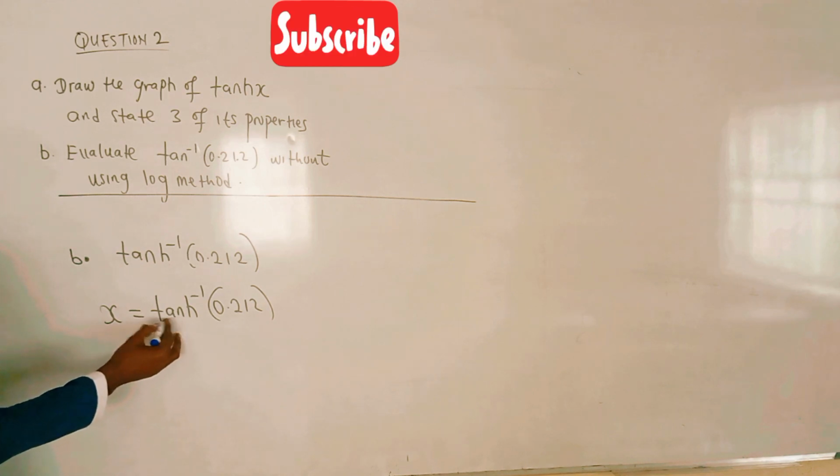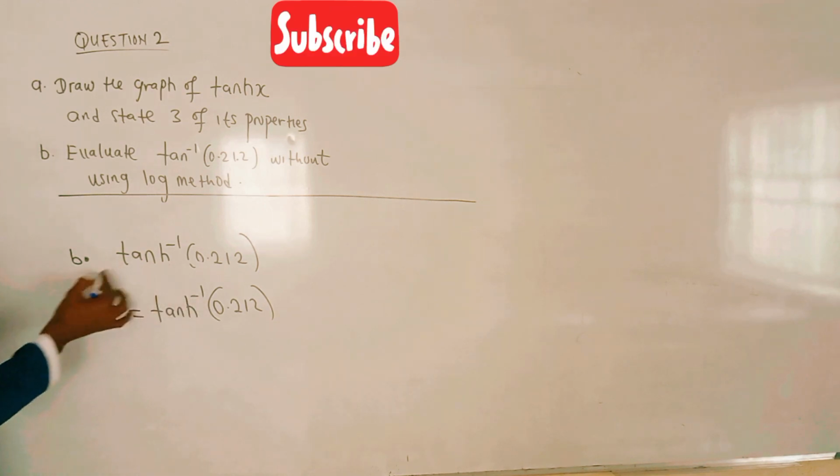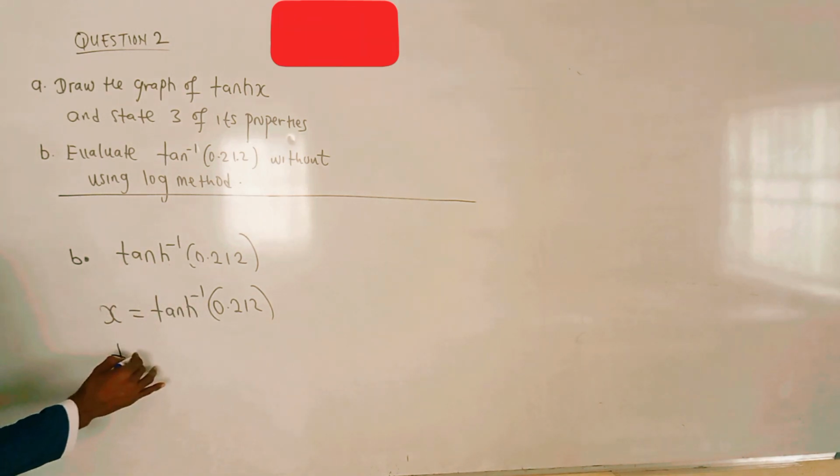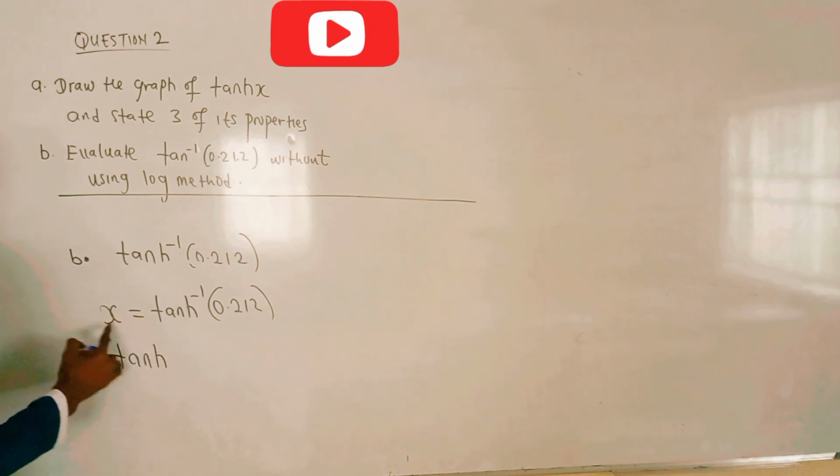Alright, so when we take tanh inverse to cross to this side, it is going to give us normal tanh of what?